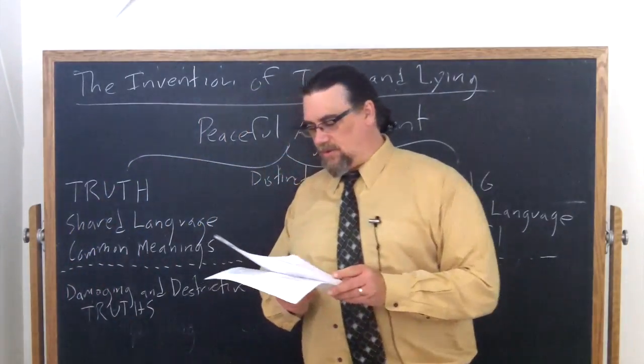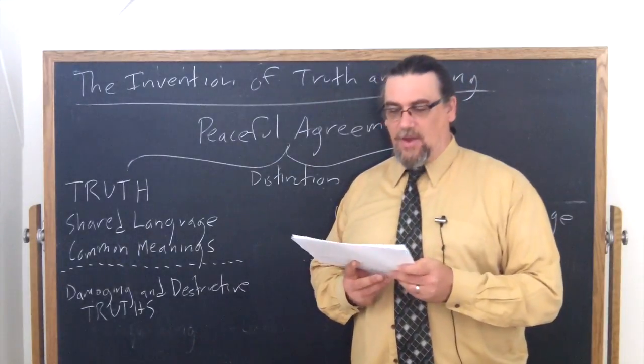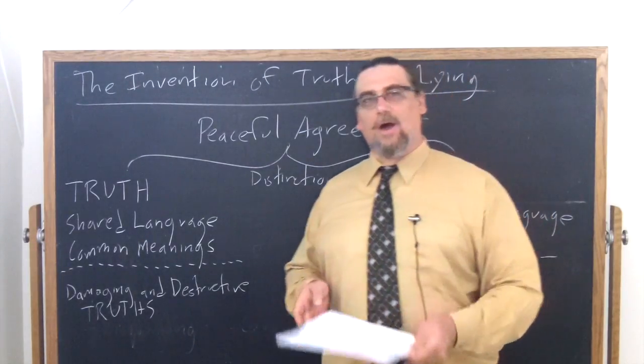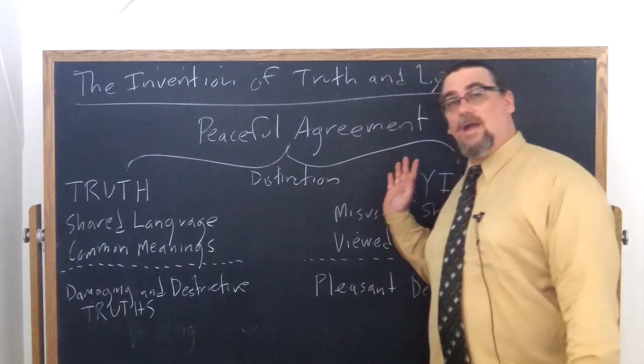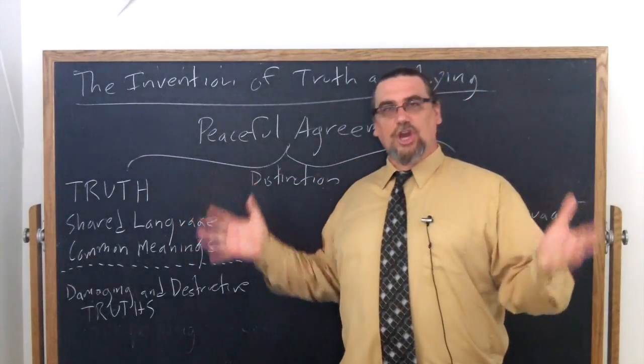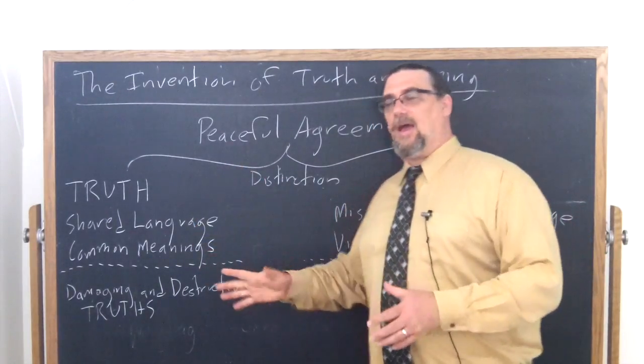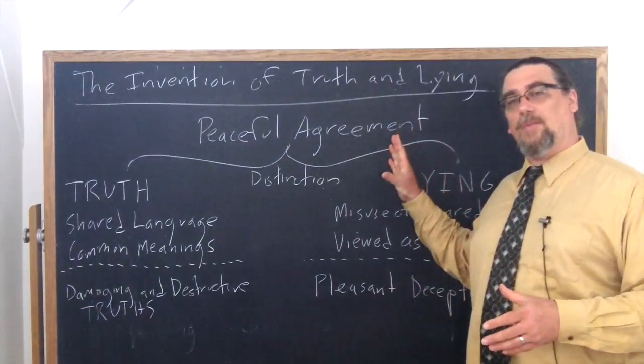So he goes on and he says, the liar uses the valid terms, the words, to make the unreal appear real. So the liar is able to tell lies by using the very shared language, the very truth that we have over here as part of this peaceful agreement, right?